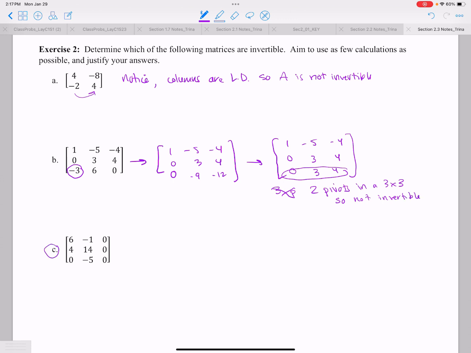In part C, I see I have a column of zeros. There's no way that I'm going to get a pivot in that, so you could say there's only 2 pivots. You could also say the columns are linearly dependent. Lots of different things you can say, but A is not invertible.